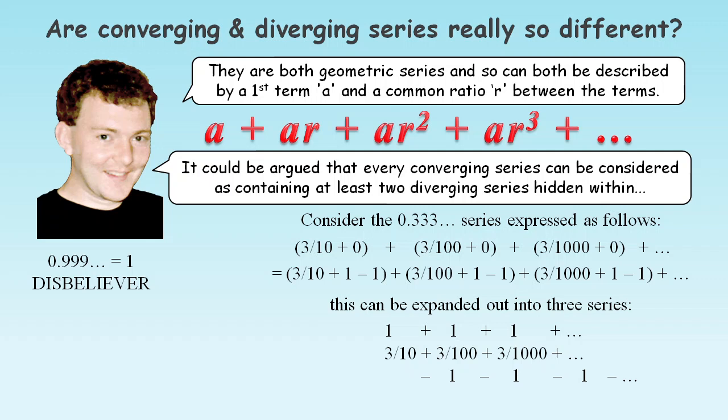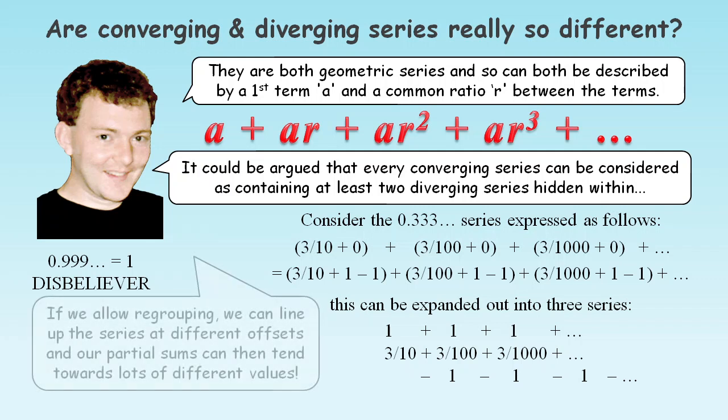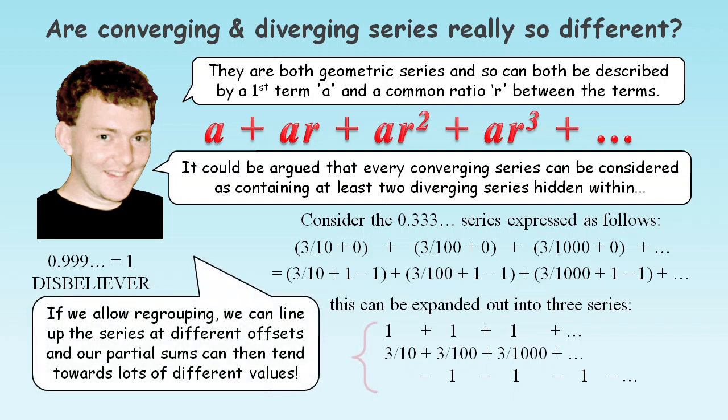If we allow regrouping of the terms, then even a converging series like 0.3 recurring can be easily converted into 3 series, such as 1 plus 1 plus 1 and so on, minus 1 minus 1 minus 1 and so on, and the original series. Then we can line up the terms at different offsets, making the whole thing tend towards different values, such as 1 1/3, or 2 1/3, and so on. If sequences and series have real-world meanings, then this would come as no surprise, because obviously any rearrangement of terms will change the real-world meaning of a series or sequence.